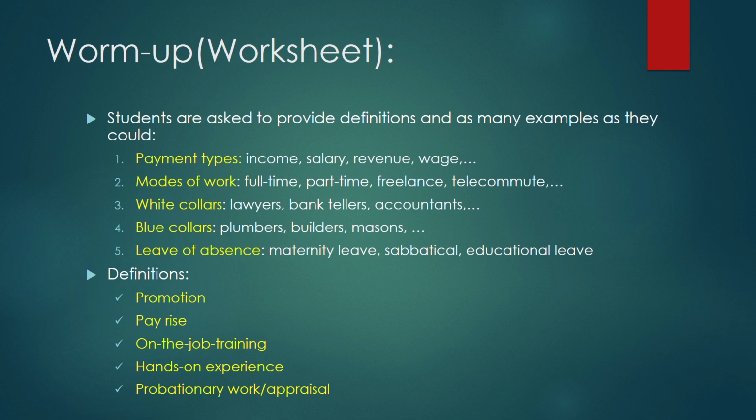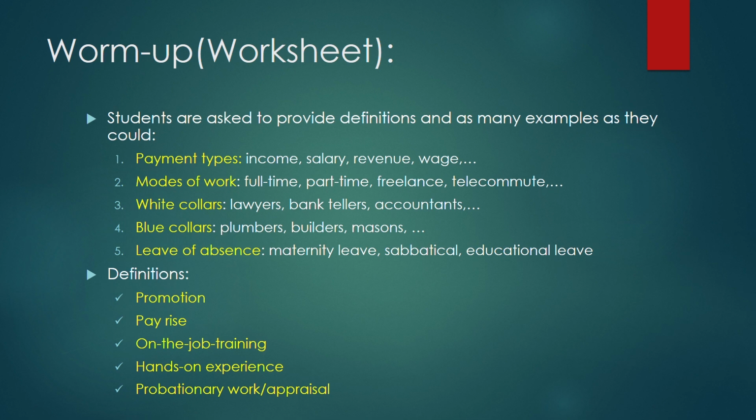We will talk about payment types, and we will discuss different sorts of payments, salary, income. We have seen that. Modes of work, the same things. We have seen that, white collars, blue collars. We will ask our students to give examples of professions which are under the category of white collars or blue collars. Leave of absence. Leave of absence means having a day off. Examples of day off. We have seen them all. And definitions. We will ask our students to define promotion.